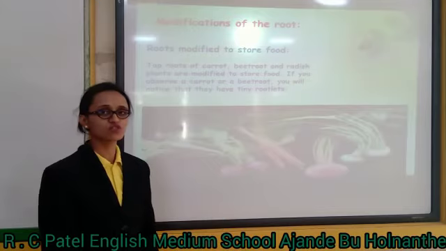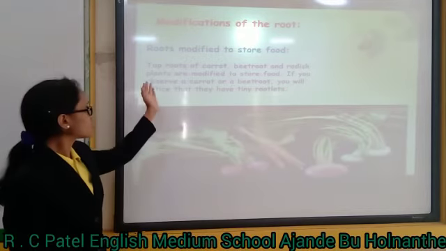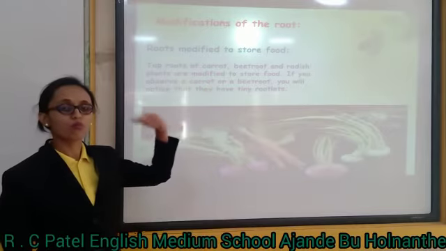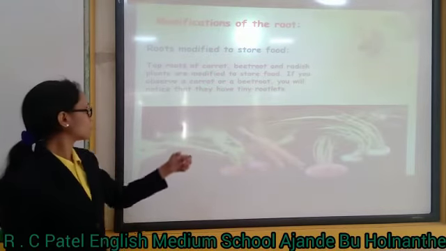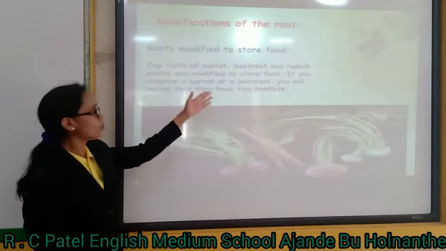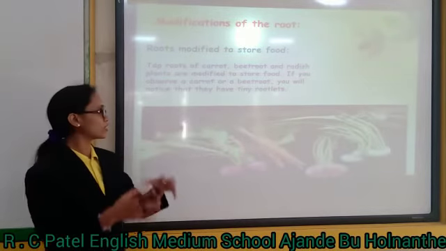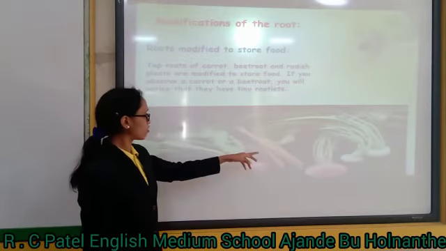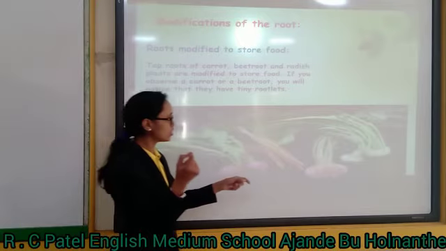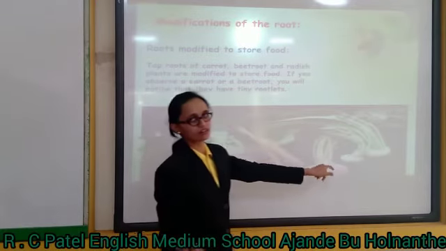Now, modifications of the root. First is roots modified to store food. Sometimes the roots are modified to store food. The roots of carrot, beetroot and radish plants are modified to store food. If you observe a carrot, radish or beetroot, you will notice that they have tiny root hairs.